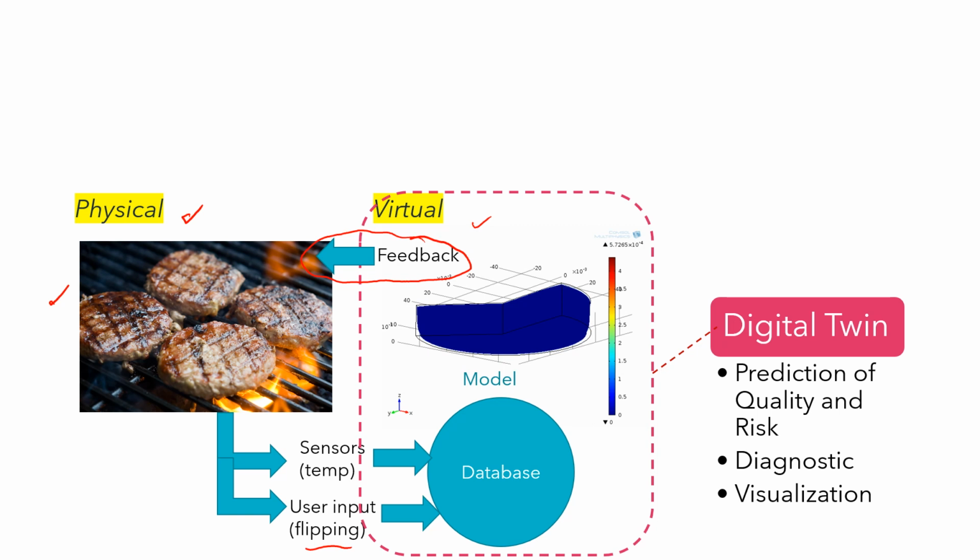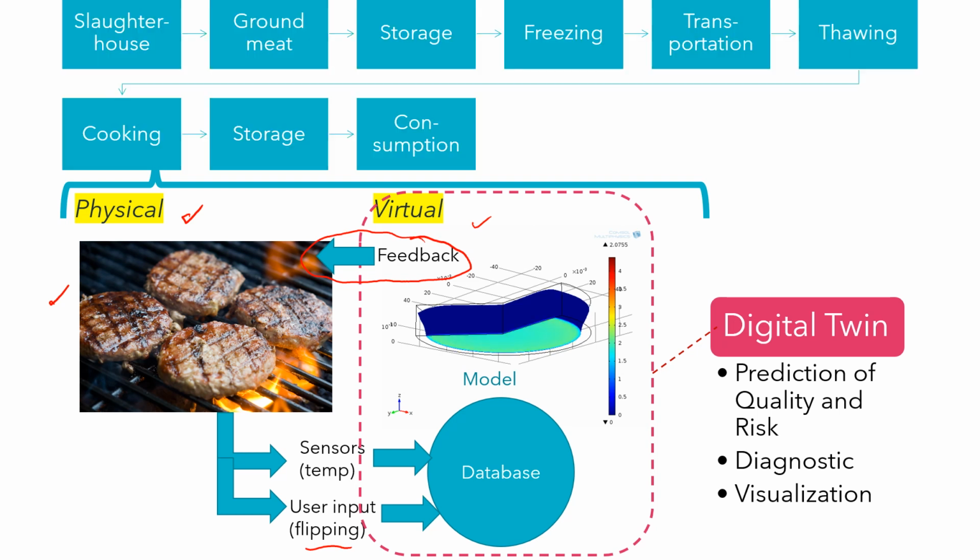So zooming out, this was only the cooking process. Zooming out in terms of the life cycle of the meat, starting from the slaughterhouse all the way to consumption, there are many processes that it goes through, like storage, like freezing. And we can think of building a digital twin for all of them, or put all of that material inside one big digital twin of the entire process. That's kind of the idea.